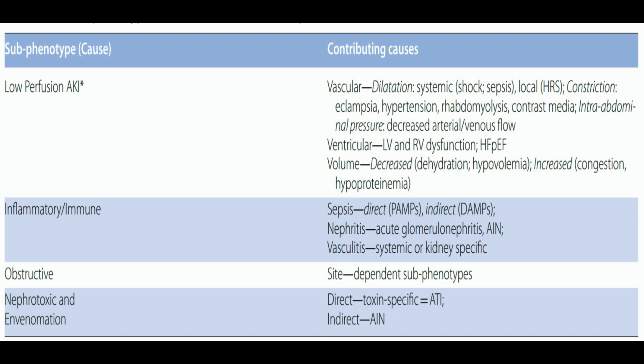Next is the inflammatory, immune subphenotype. Sepsis, for instance, can trigger AKI directly through pathogen-associated molecular patterns, PAMPs, or indirectly through damage-associated molecular patterns, DAMPs. Other contributors include acute glomerulonephritis and acute interstitial nephritis, or AIN. Obstructive causes depend on the site of blockage and lead to distinct subphenotypes of AKI. And under nephrotoxic and envenomation, toxins lead to direct acute tubular injury, ATI, or indirect effects causing AIN. Understanding these AKI subphenotypes aids in precise diagnosis and tailored treatment plans, stepping away from one-size-fits-all approaches to a more nuanced care for patients with AKI.